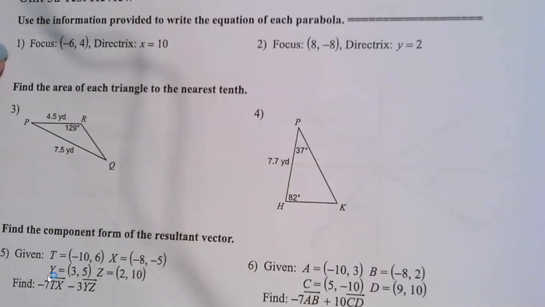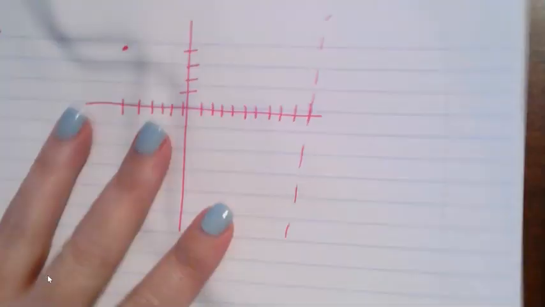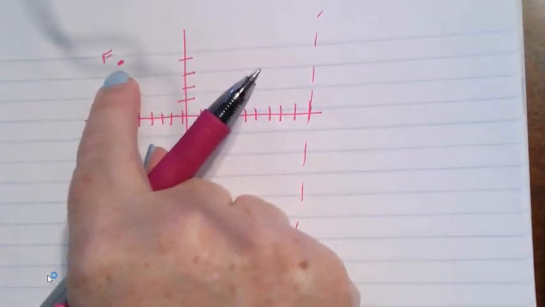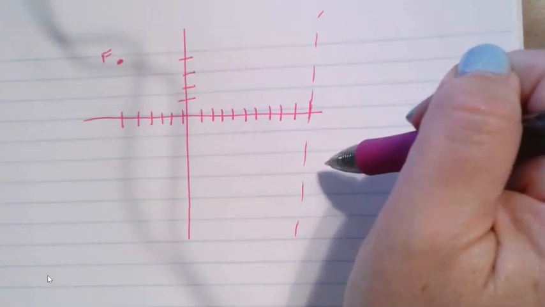Looking here at number 1, it's a parabola equation. I didn't have graph paper, so I did it here on my own paper. Please don't judge my drawings. But we have our dot, our focus here at -6, 4, and we have our directrix here at 10.